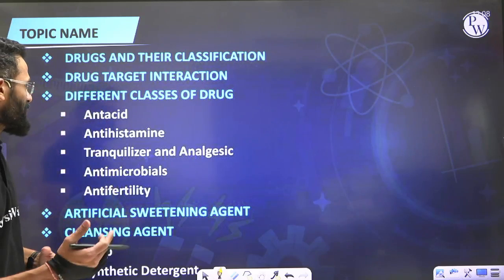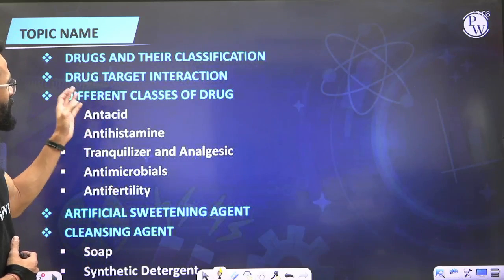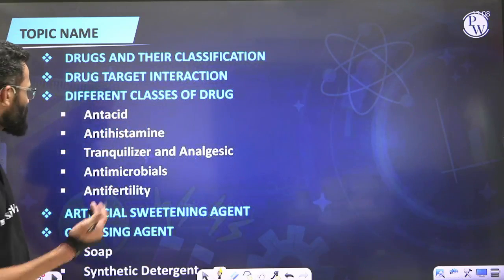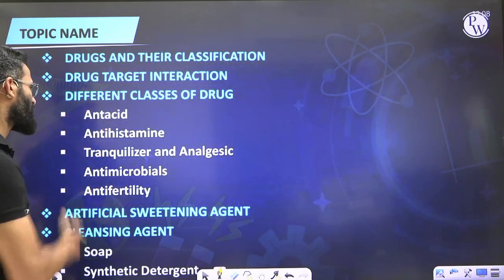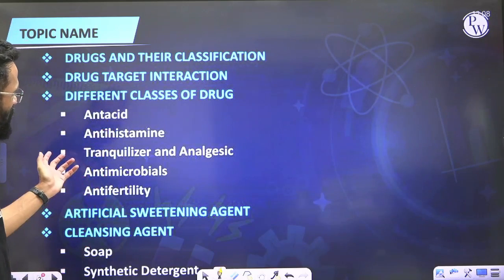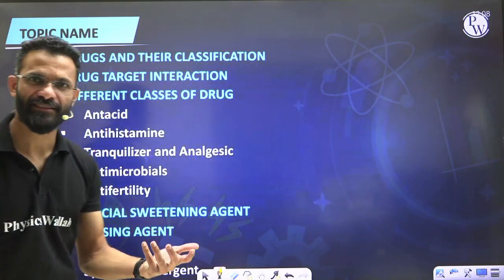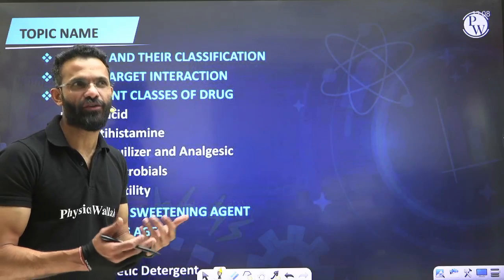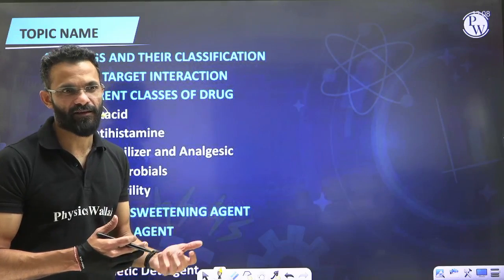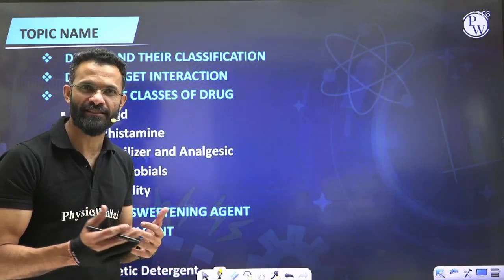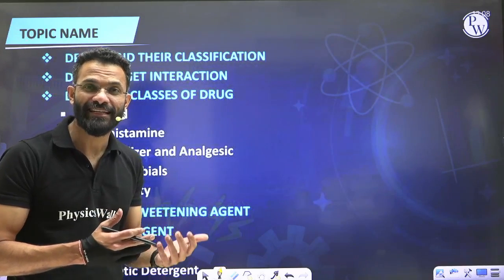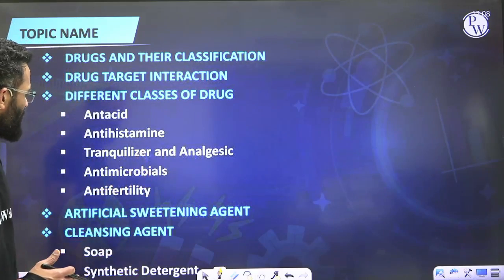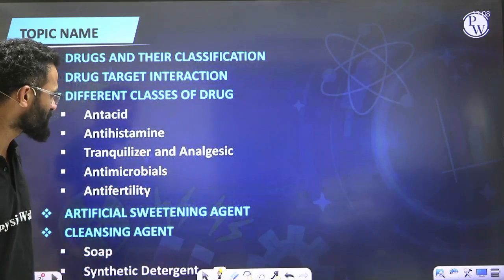And then, like I said, we will be learning different classes of drugs and examples of each one of them, which will include antacids and antihistamines. We'll be talking about tranquilizers. Tranquilizers are those drugs which we take for any kind of disease or disturbance such as stress, anxiety, or any other kind of mental illness. We'll also be learning about analgesics. Of course, painkillers belong to this category.